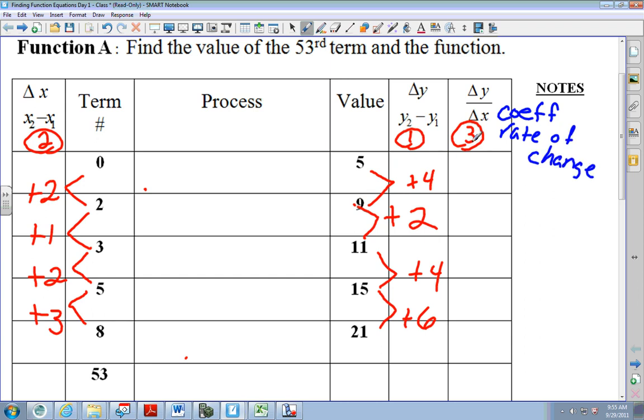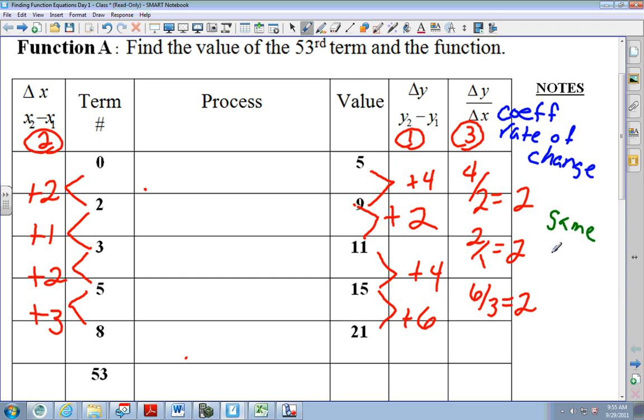So now, looking over here, delta y over delta x is 4 over 2. 4 divided by 2 is 2. I have 2 divided by 1, which is 2. I have 4 divided by 2, I have that already. And then I have 6 divided by 3, which is 2. Now all of these numbers are the same. That's what you need it to be. If they are all the same, then you are fine and you can proceed.